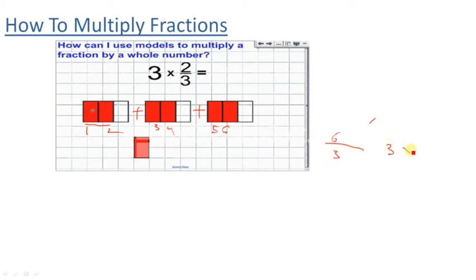Now we know the basics of multiplication. 3 into 2 by 3 means 3 by 1 into 2 by 3, which means 6 by 3. Now we know 6 by 3 means what? 2, because 3 into 2 is 6. So 6 by 3 is 2, and the result will be 2.